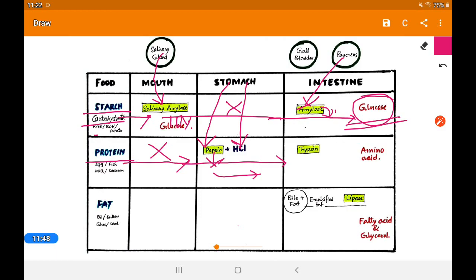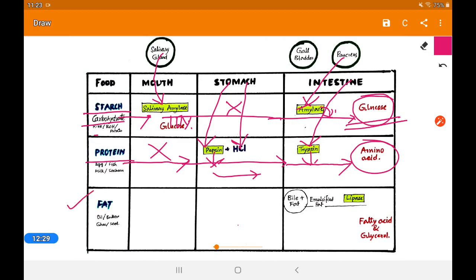This intermediate form enters inside the intestine, where the intestine secretes trypsin, another enzyme for protein. So trypsin acts upon the intermediate form, the peptone, and converts it into amino acid. So protein digestion takes a very long time. Here, step by step, it dissociates and converts into amino acid.